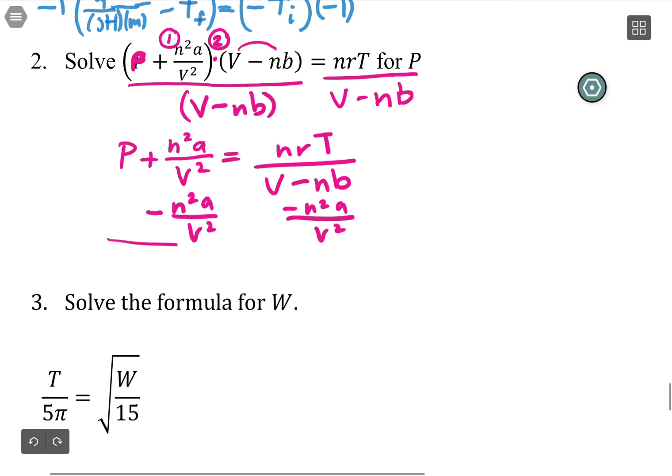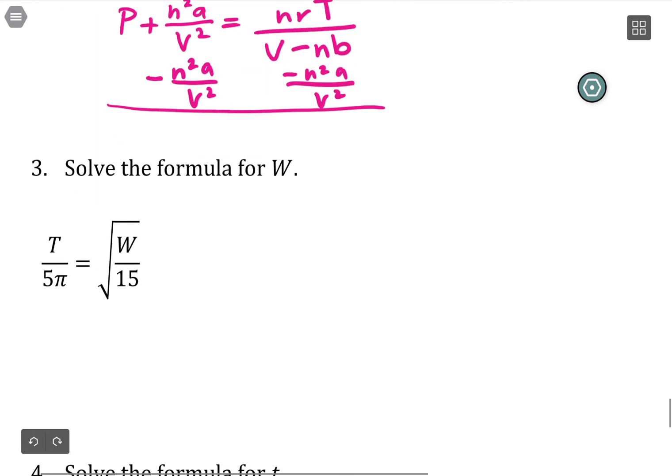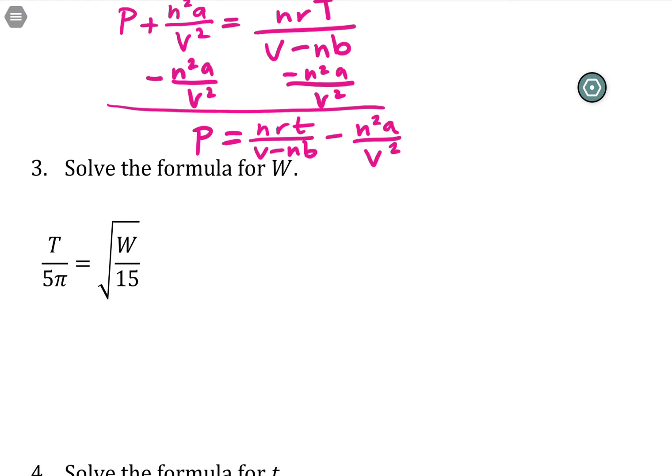And I end up with, see if I can squish it in here, P equals nRT over V minus nB minus n squared A over V squared. And again, I'm not really worried about whether you make that a single fraction or not. If OneApp is being picky about that, let me know. But that's a completely acceptable answer right there. I like it. P is isolated, no fractions in fractions, no negative exponents.